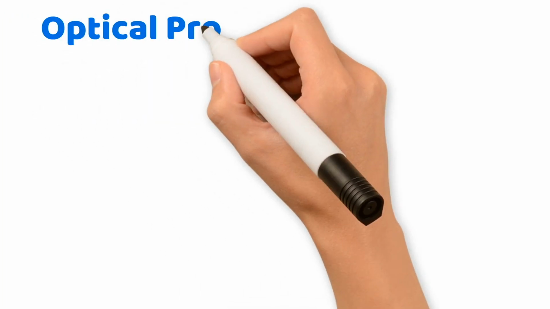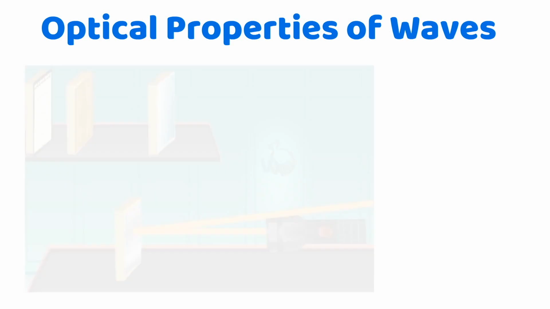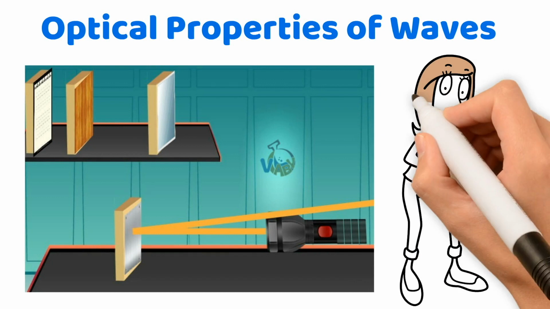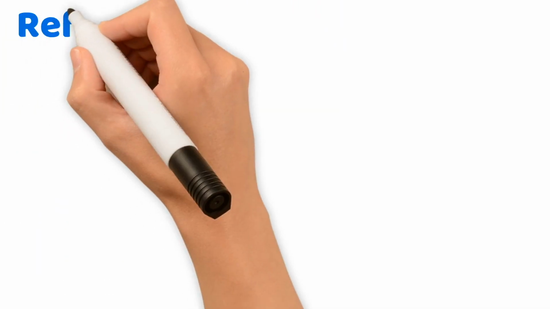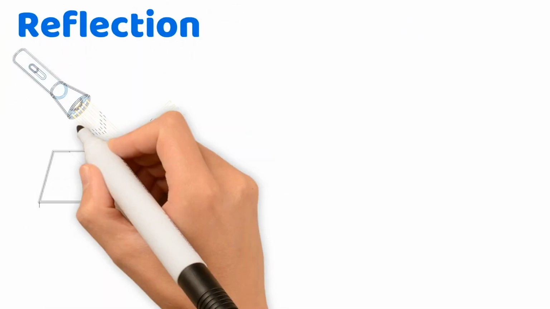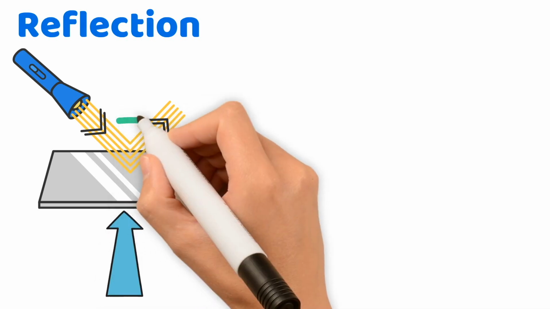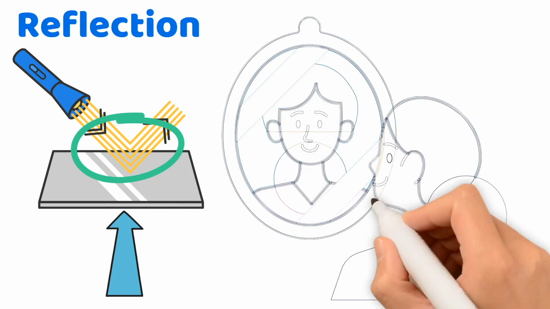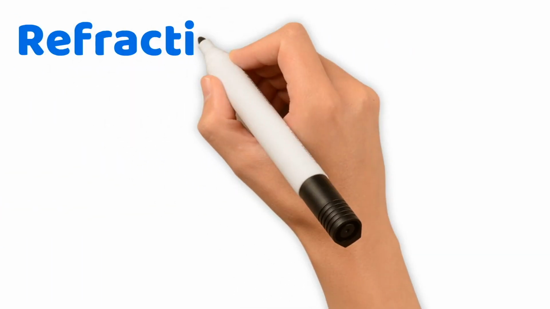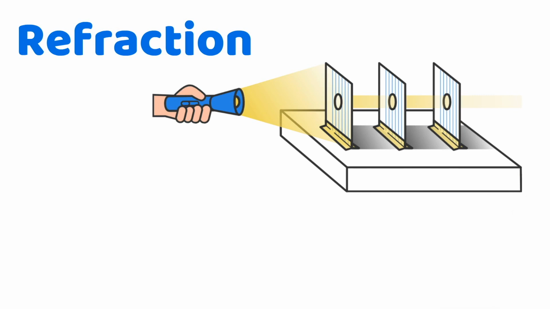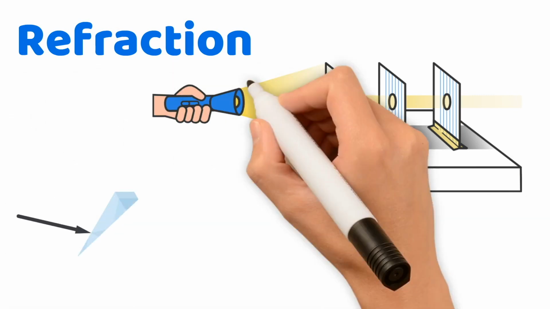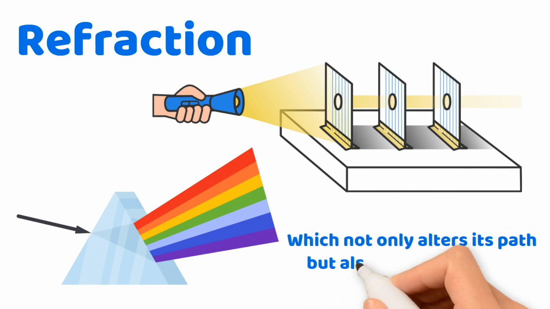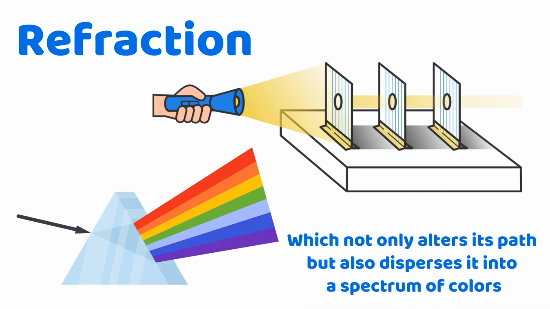Optical properties of waves. Understanding how light interacts with different mediums is essential in physical science. Let's explore two fundamental phenomena. Reflection. This occurs when light bounces off a surface, such as a mirror, without altering its intrinsic properties but changing its direction. This principle is why you can see your reflection in a mirror. Refraction. This is the bending of light as it passes from one medium to another, changing speed and direction. A common example is the bending of light through a prism, which not only alters its path, but also disperses it into a spectrum of colors.